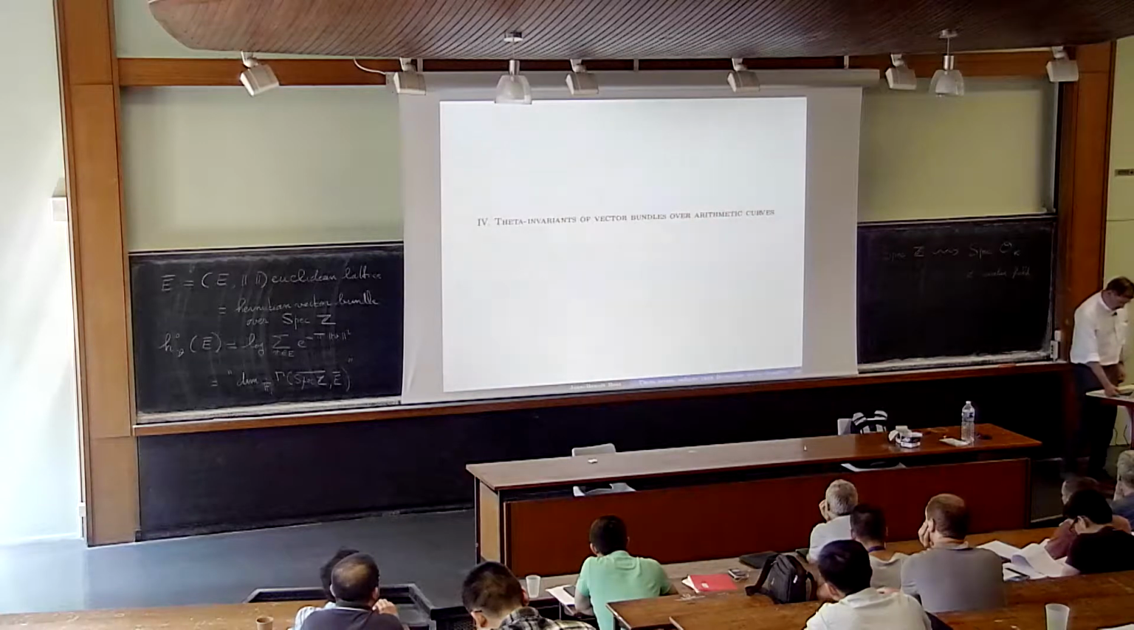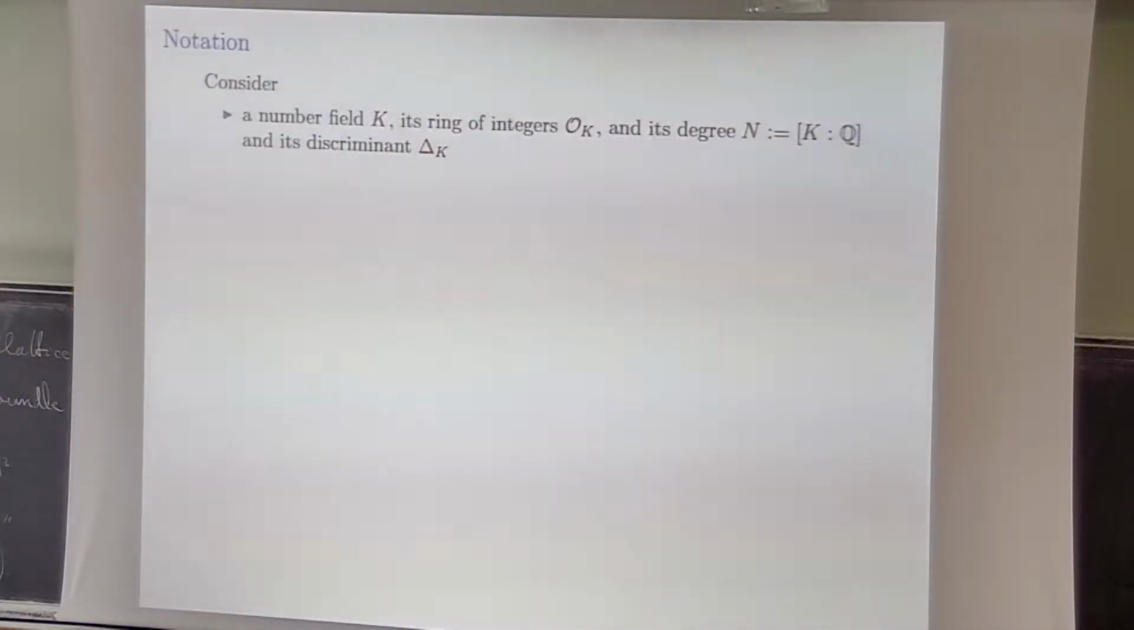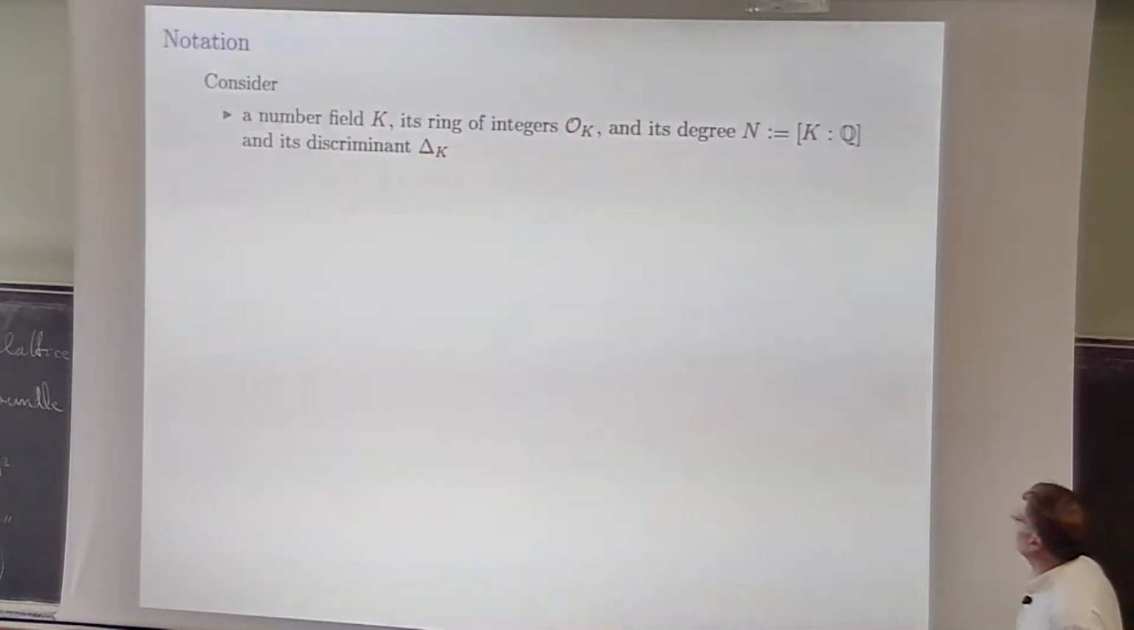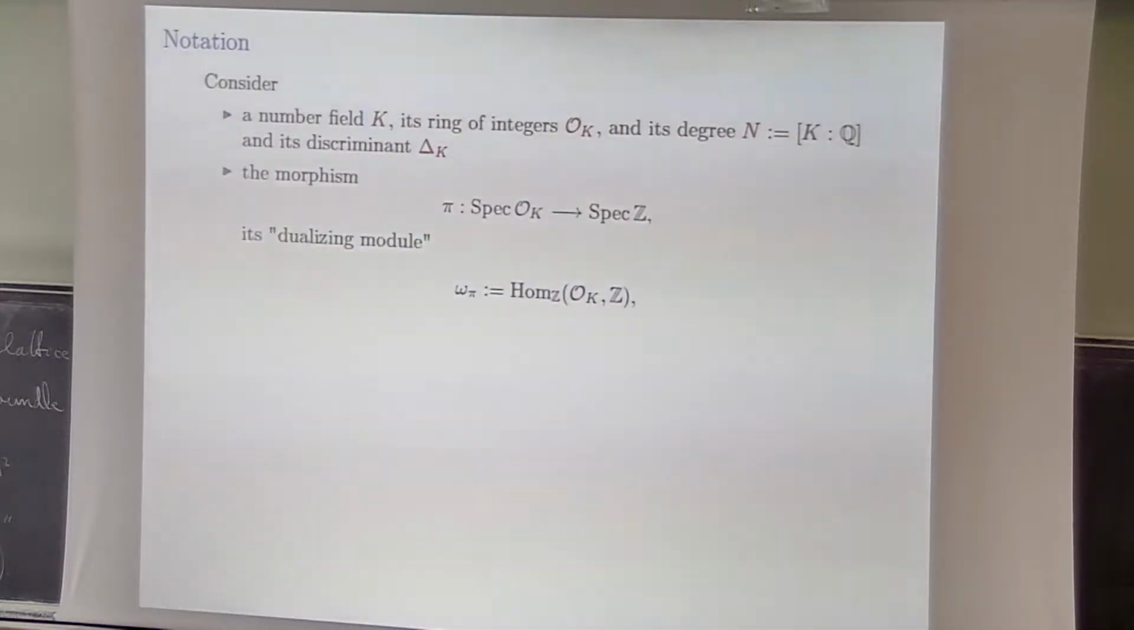Okay, so let me introduce a few notations. K will be a number field, OK its ring of integers. Its degree will be denoted by capital N, and its discriminant by delta K. Of course, you have a ring morphism from Z to OK that geometrically may be understood as a morphism from spec OK to spec Z.